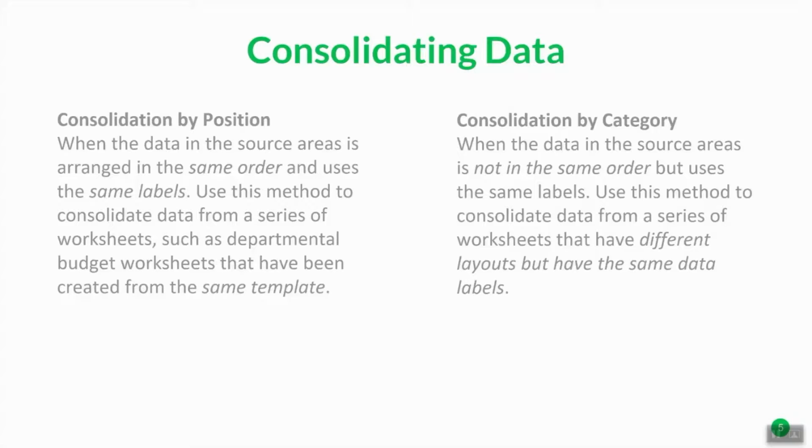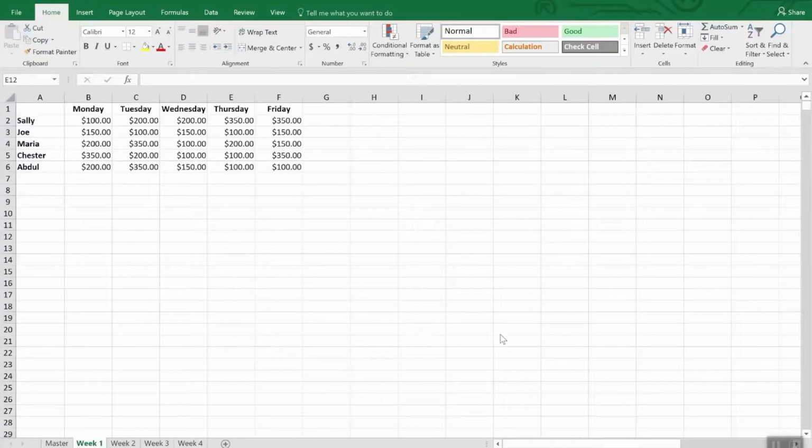And by having consistency across worksheets, it'll be easier for you and anyone else to quickly get their bearings within the notebook. So let's look at an example workbook that shows the sales achieved by each sales rep by each day of the week. And each week is on its own worksheet. As we can see, we have data that is in the same order and uses the same labels. In other words, the same consistent layout. It's going to make consolidating data work like a charm. Let's go to our master sheet.